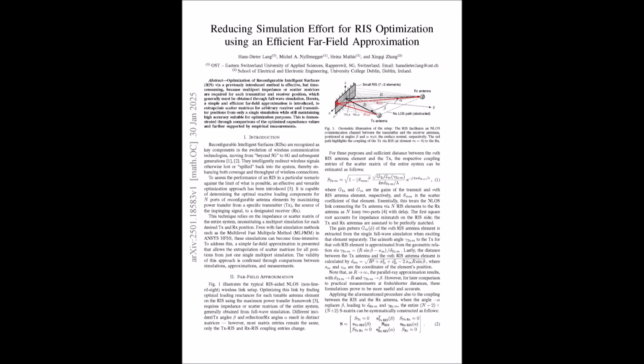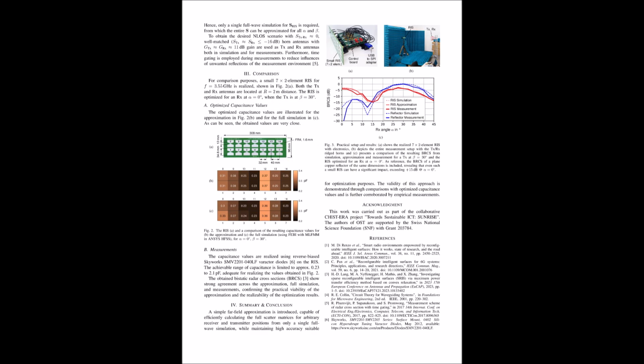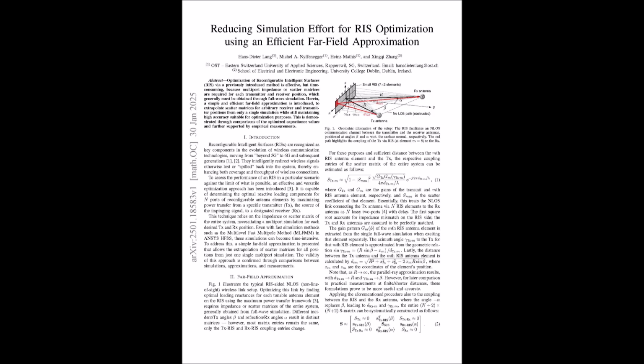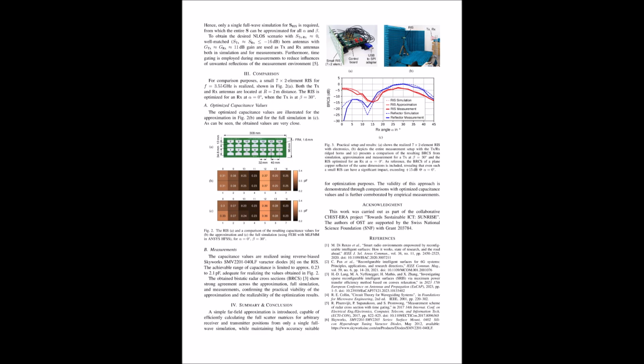Okay, so that's where this far-field approximation comes in, right? Exactly. This new method is almost like finding a shortcut. I like shortcuts. In a way, they're cheating the system, but in a brilliant way. And a good cheat. They realized you can extrapolate those scatter matrices. Scatter matrices. Yeah, they describe how the RIS interacts with the signal, and they realized you can extrapolate them for any transmitter and receiver position from just one single initial simulation.